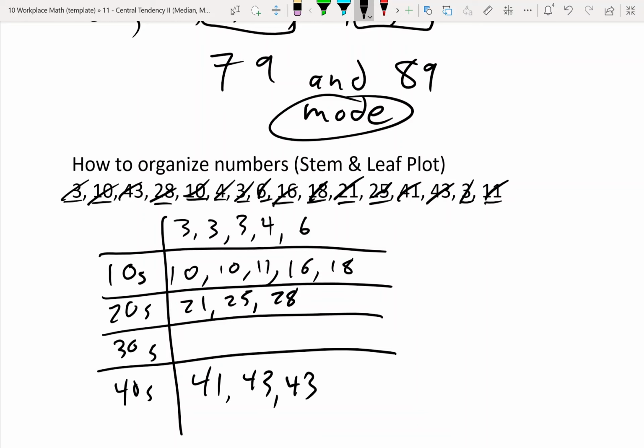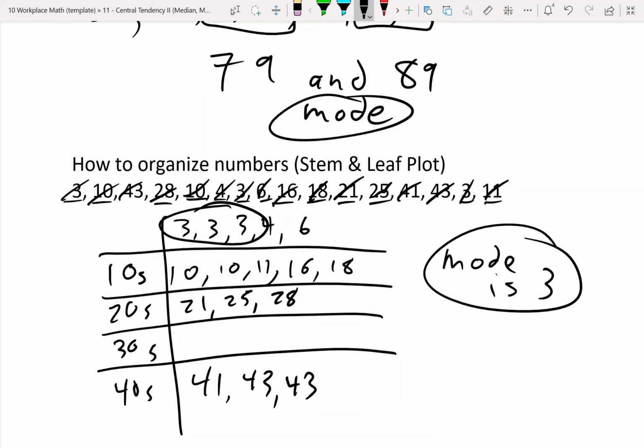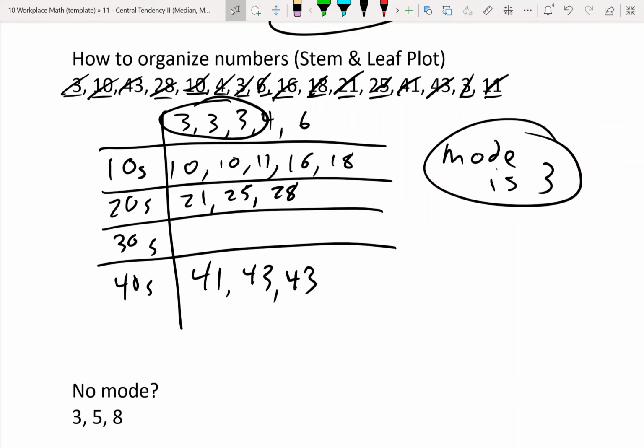Now we can check the mode by seeing what repeated. We got the 10s, but there are only 2 of those, which is less than the 3s, and the 43s, but again, there are 3 3s, so the mode is 3. That is the most common answer, the most repeated answer.